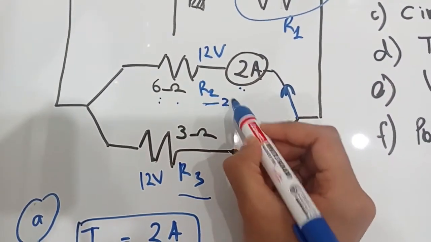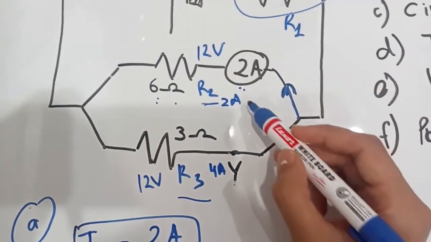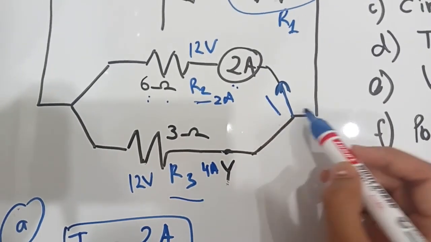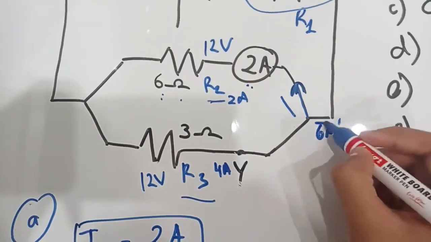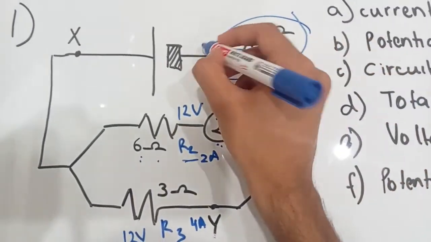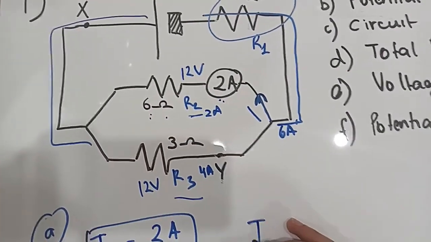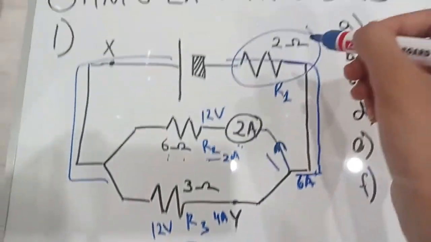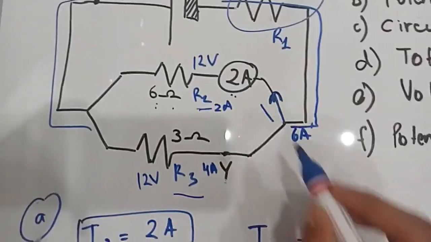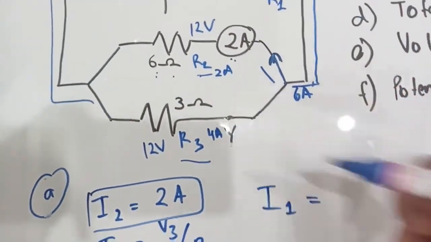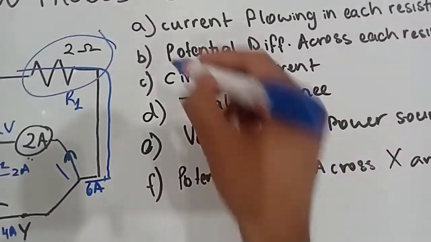So if this is 2 amps and this is 4 amps, we know that it would have split, right? So if we were to combine these again, we'd get 6 amps. So when the current is not split, there's 6 amps flowing through the wire. So the total current flowing through this resistor, which is in series, is going to be 2 amps plus 4 amps, which is going to be 6 amps. So that's the first question done.